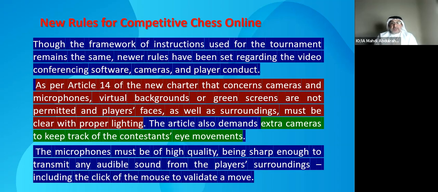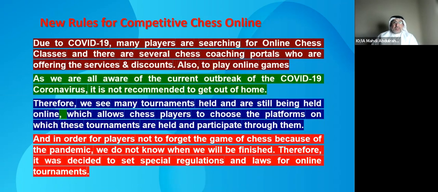So my microphone must be of high resolution, high quality, sharp enough to transmit any audible sound from the player's surroundings, including the click of the mouse to validate a move. So when I click, tak, tak, tak, the arbiter can hear even the click of the mouse.